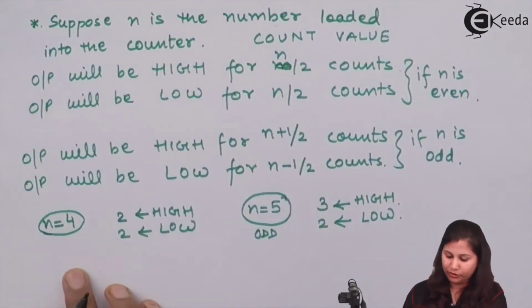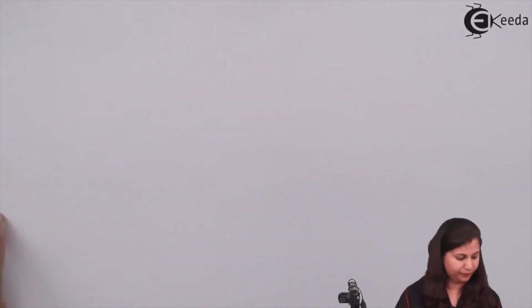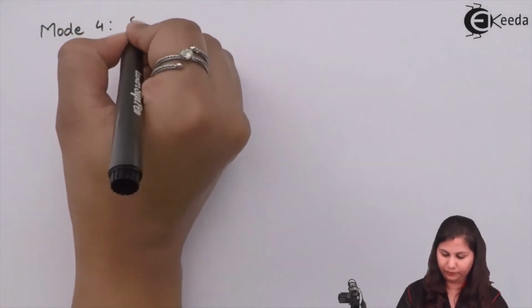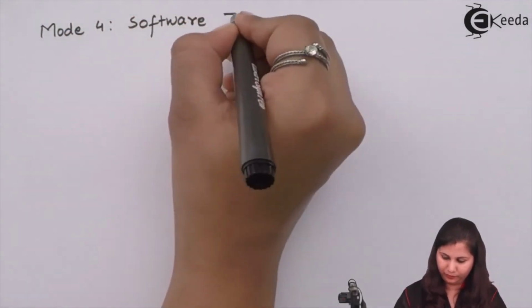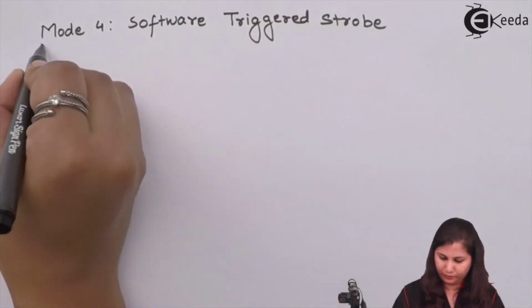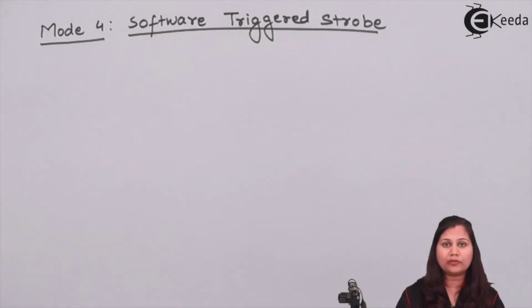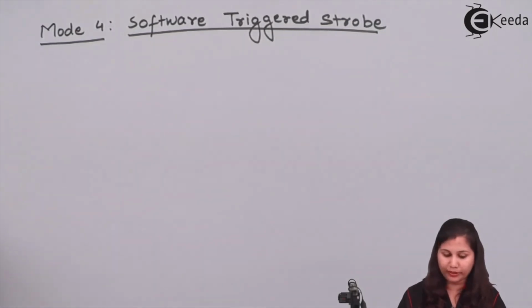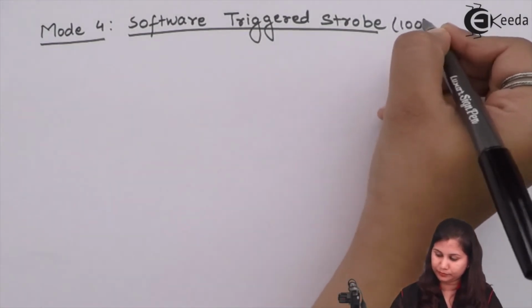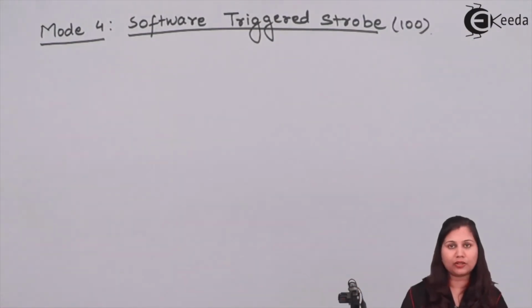Now let's come to mode 4. This mode will be activated when in the control register the mode selection bits are loaded with 100. So let's see the features of this mode.